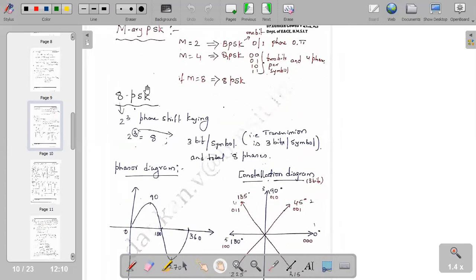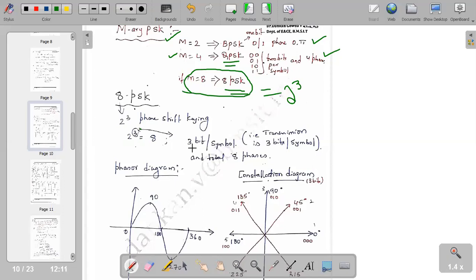Now observe here. We have already come across BPSK and QPSK systems. The number of phase shifts used in BPSK is 0 and pi degrees, and in QPSK we have used 4 phases. When it comes to 8 PSK, that is when M is equal to 8, which is 2 power 3, the number of bits used to transmit per symbol is 3 bits per symbol. And the number of phase shifts is a total of 8 phase shifts.